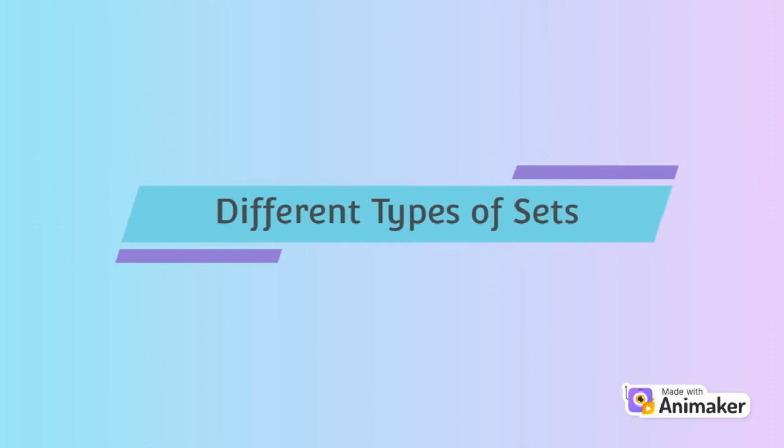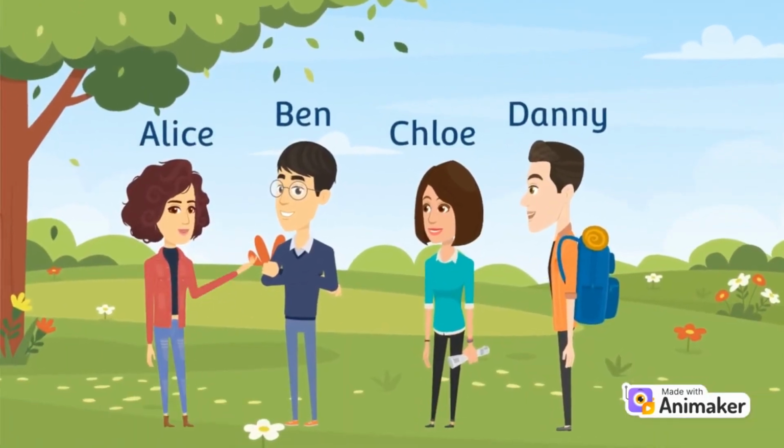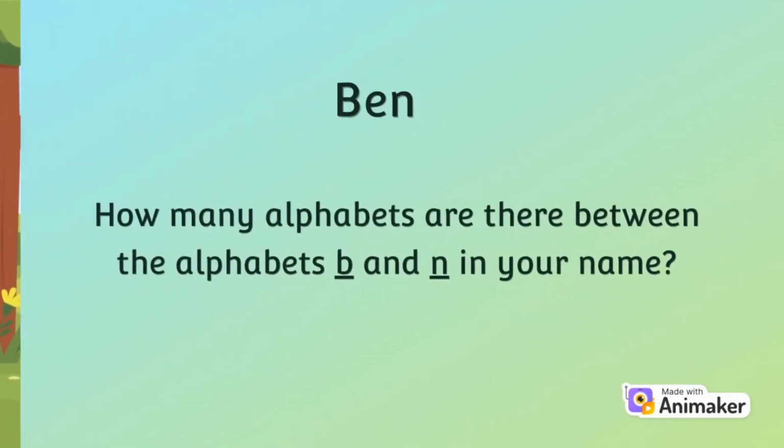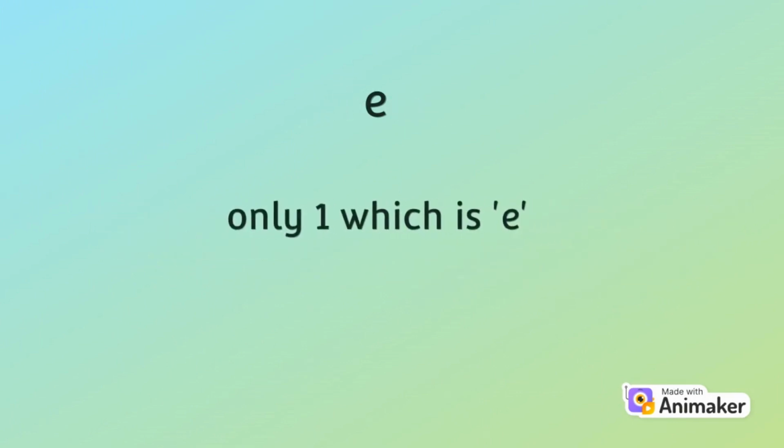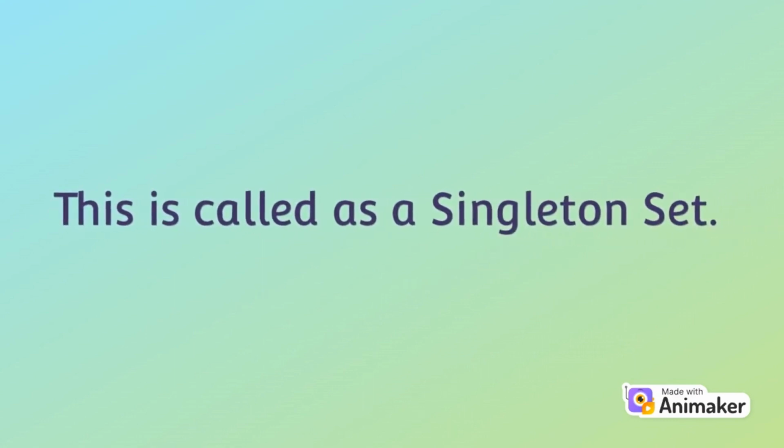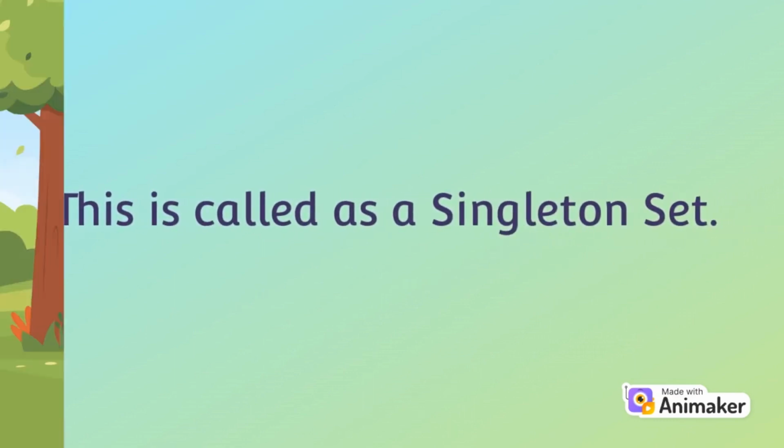Different types of sets. Ben, let us take your name. How many alphabets are there between the alphabets B and N in your name? There's only one alphabet, which is A. So the set which contains only one element is called a singleton set.